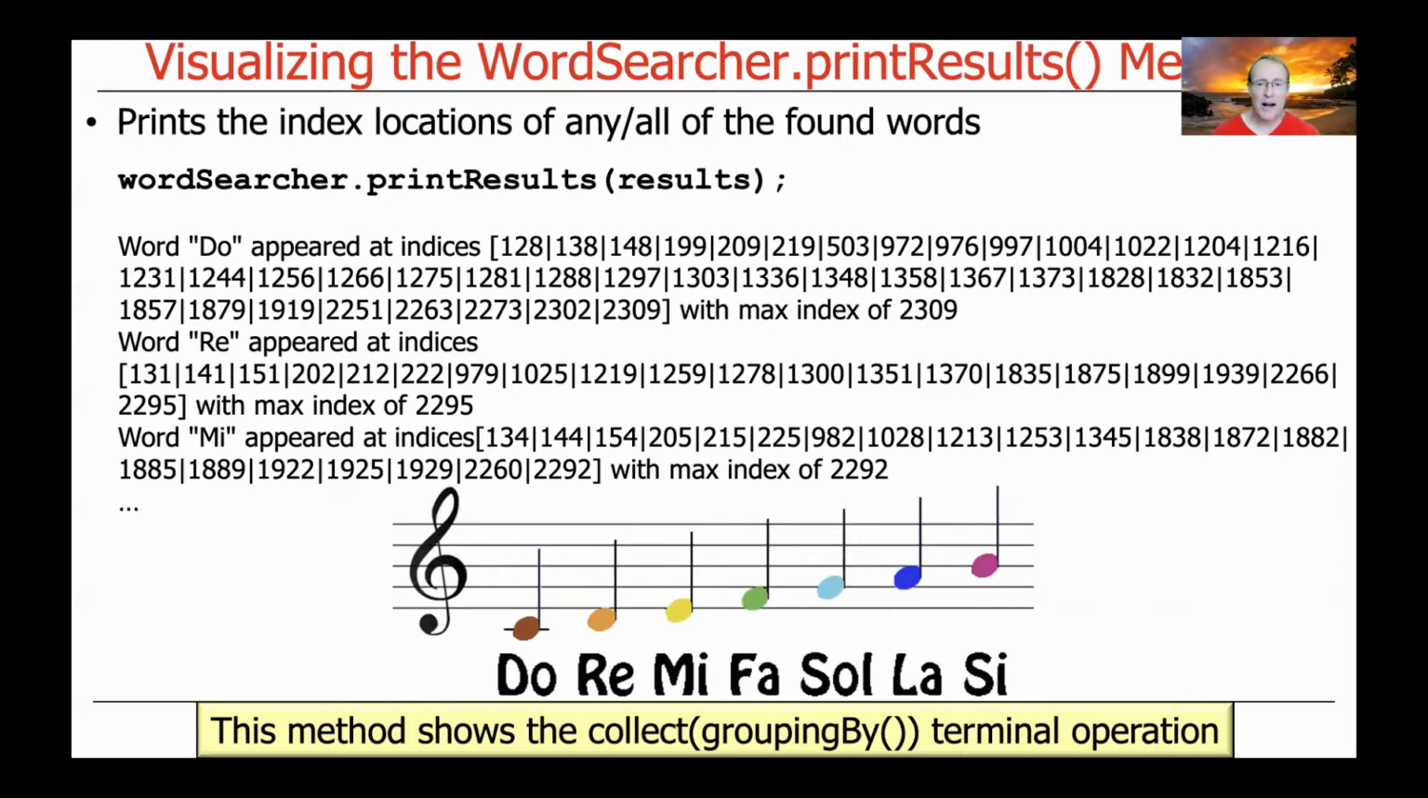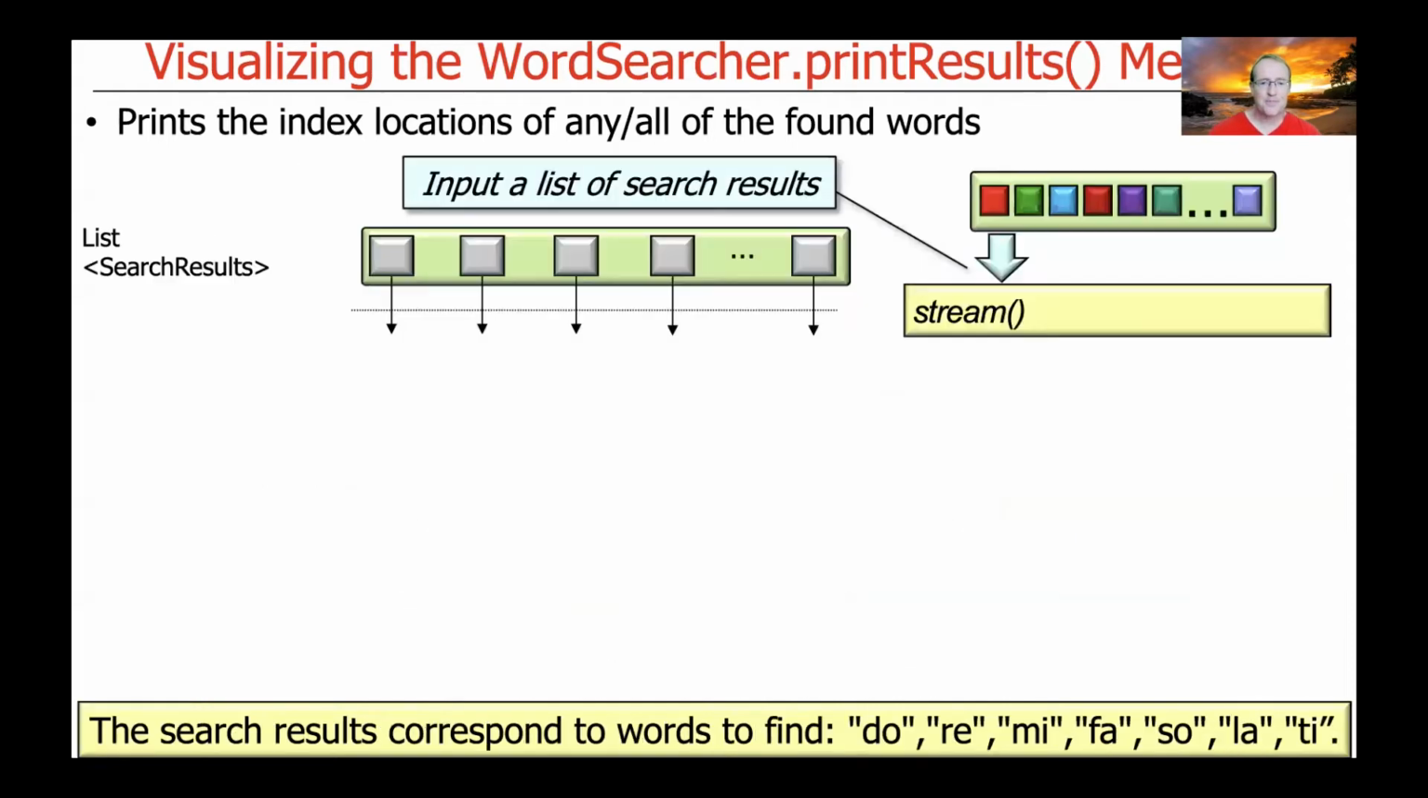It's this nicely formatted output that indicates where all the various words appear, and then it tells you also what's the max index of all those things. And when we look at this, it's going to illustrate the use of collect and grouping by. So here's kind of a visualization of this.